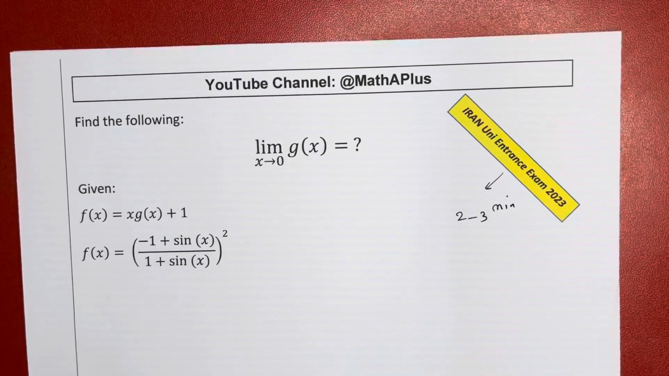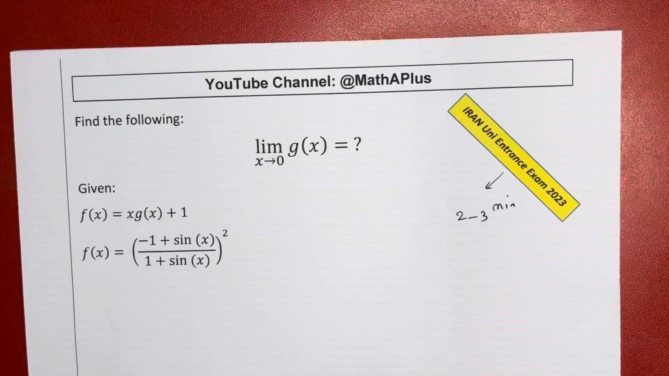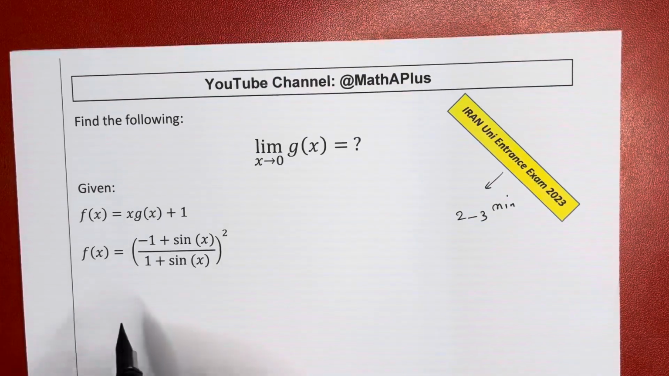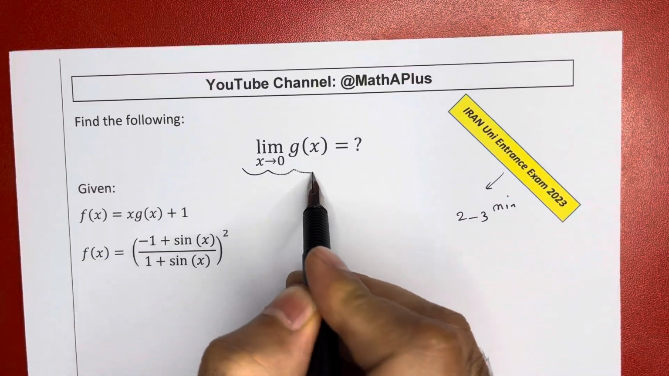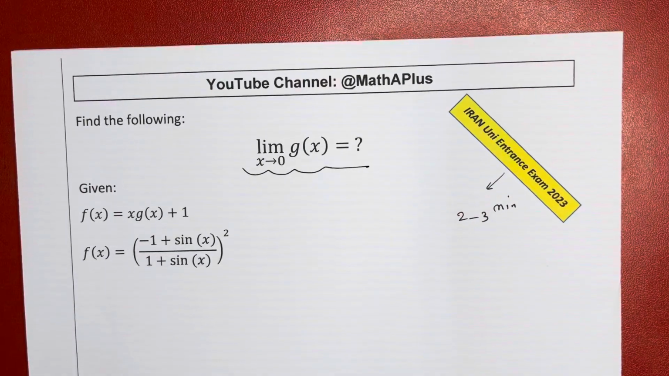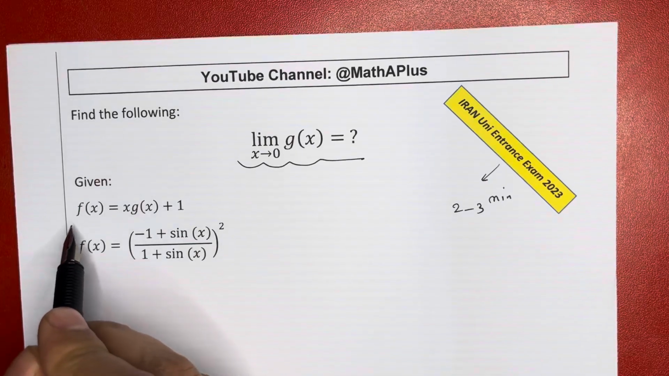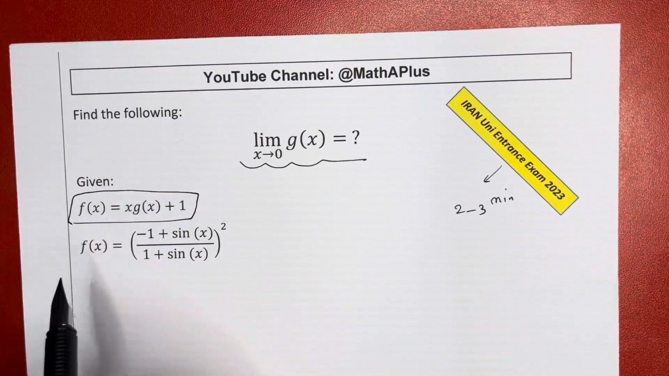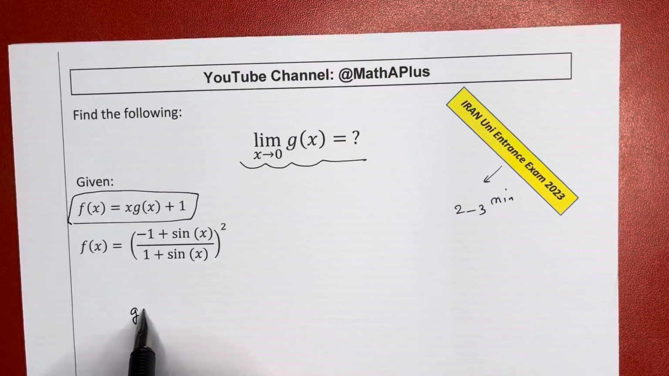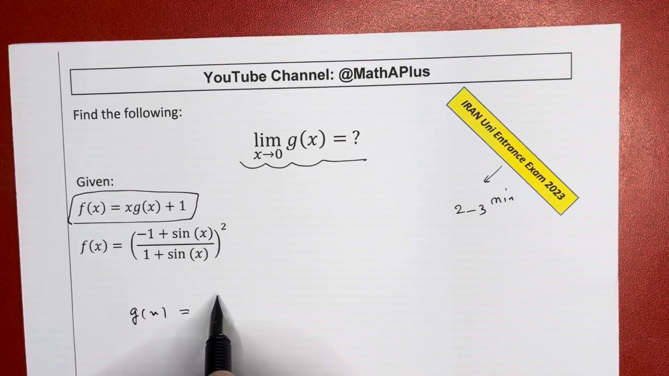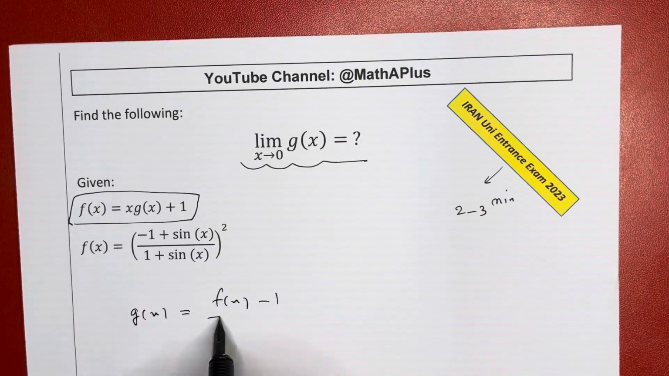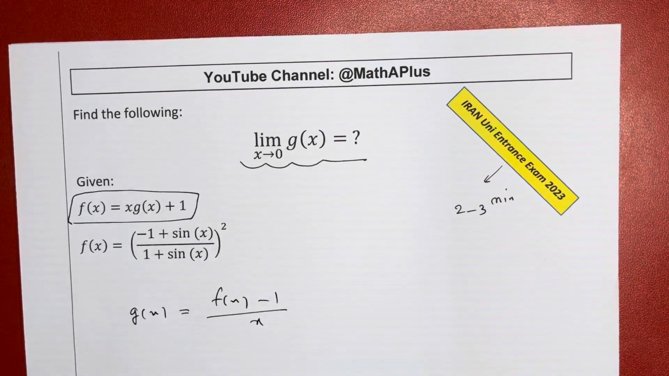So in this problem, first of all, I'm going to calculate the limit of g of x as x goes to 0. The best thing is, based on this relation, what would be g of x? So g of x is (f of x minus 1) divided by x.